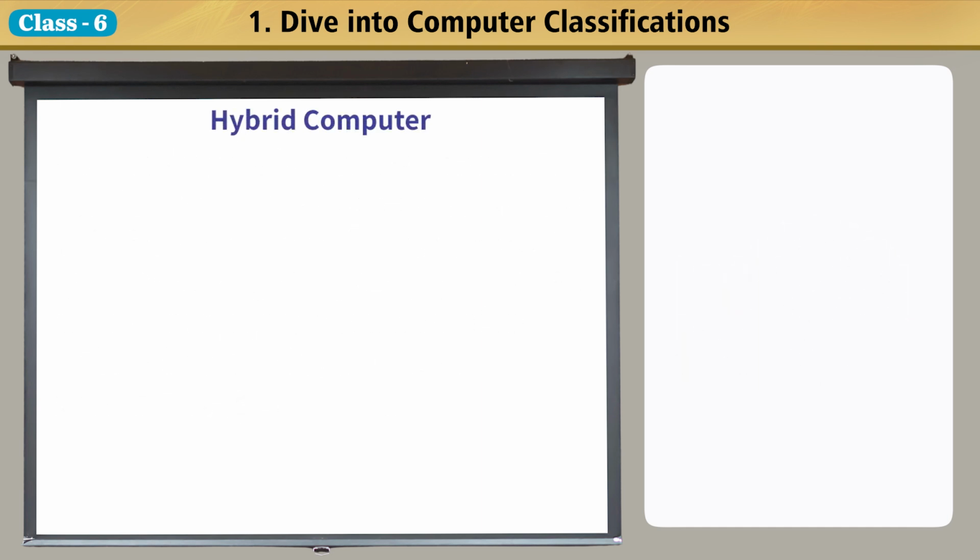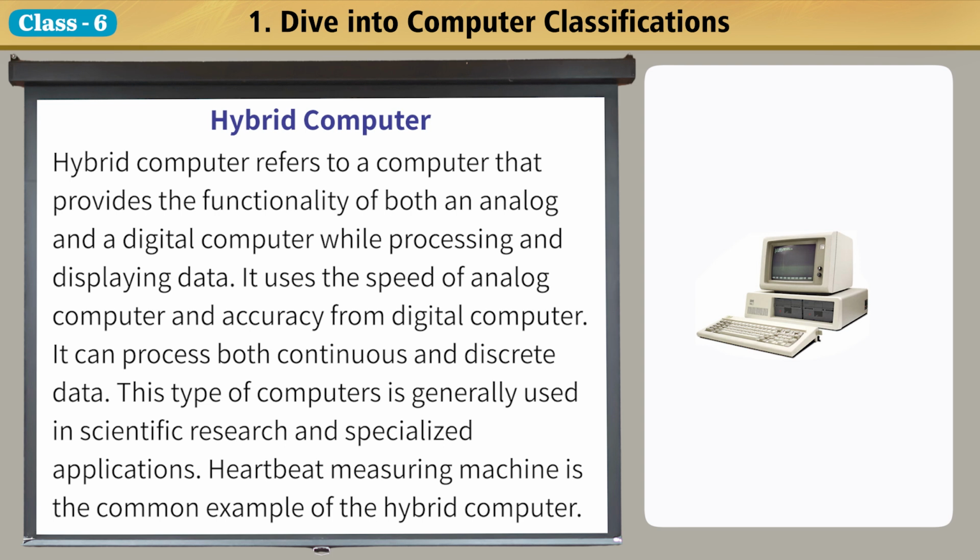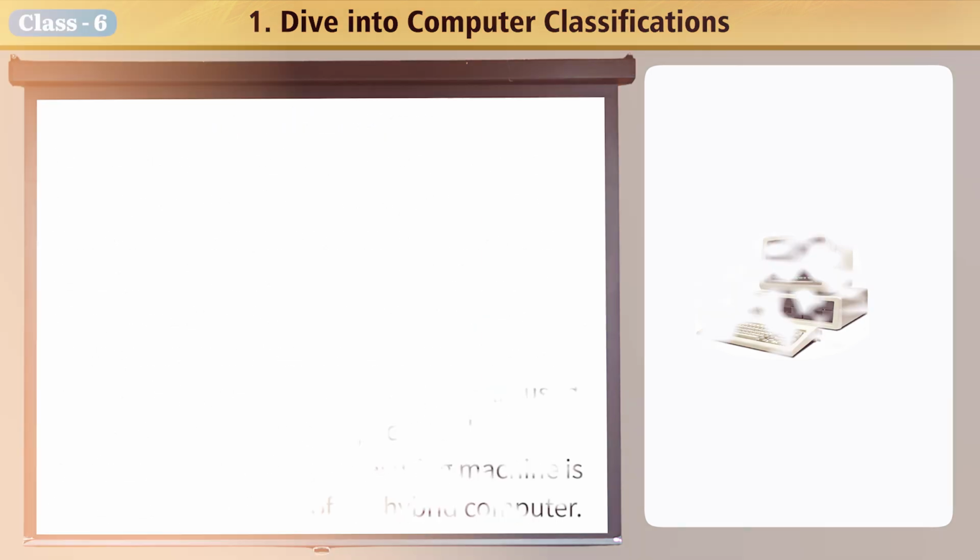Hybrid computer. Hybrid computer refers to a computer that provides the functionality of both an analog and a digital computer while processing and displaying data. It uses the speed of an analog computer and the accuracy of a digital computer. It can process both continuous and discrete data. This type of computer is generally used in scientific research and specialized applications. Heartbeat measuring machine is a common example of the hybrid computer.